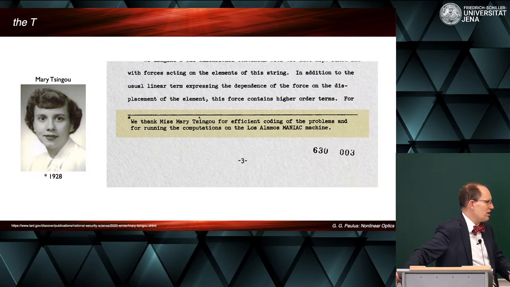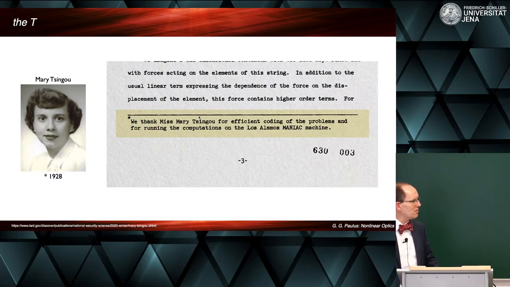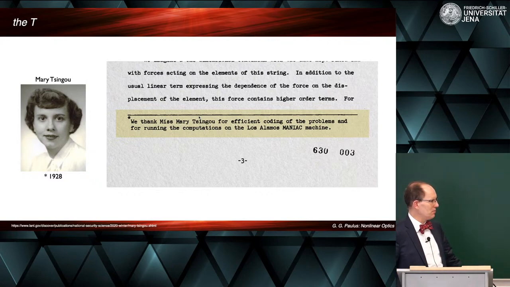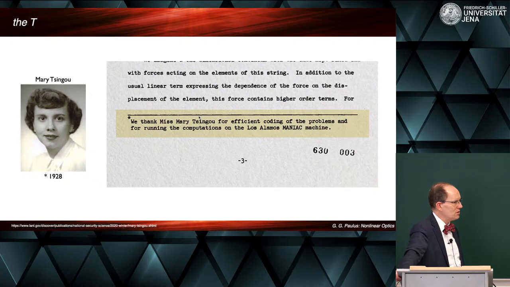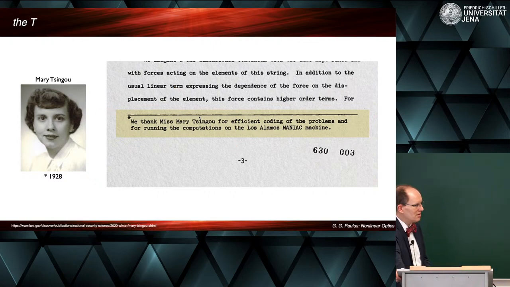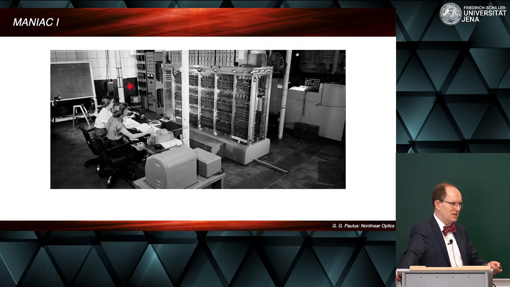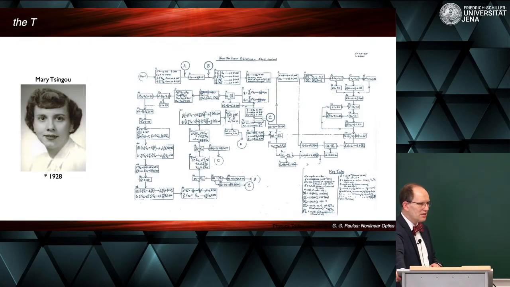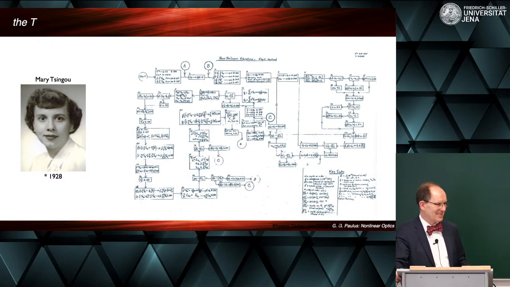So she was actually running it probably a little bit too long. Everybody had expected that the initial perturbation dissipates to the other modes, and then it wouldn't be worth it to spend more computer time, which was very expensive at the time, as you can imagine. But probably she was the one who discovered the effect. And here you see these were mostly females who programmed these computers. And this is the code, so it's still existing, and Mary Tsingou actually is still alive.